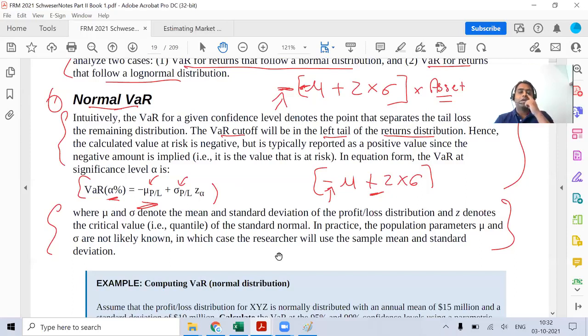Okay. So I'm assuming everybody has read that. Kindly read this paragraph. They're talking about how generally we have to work with the sample mean and the standard deviation. Perfect. Let me take you towards the example.